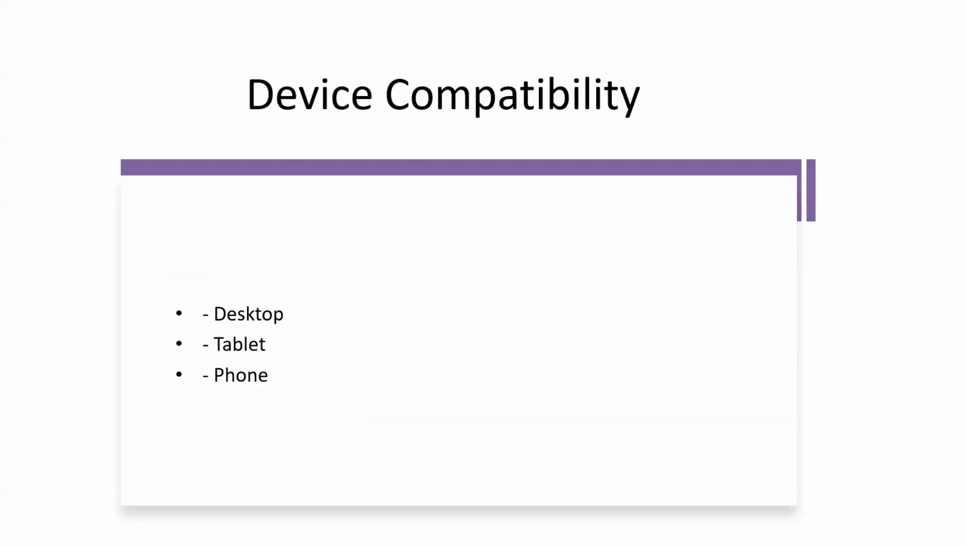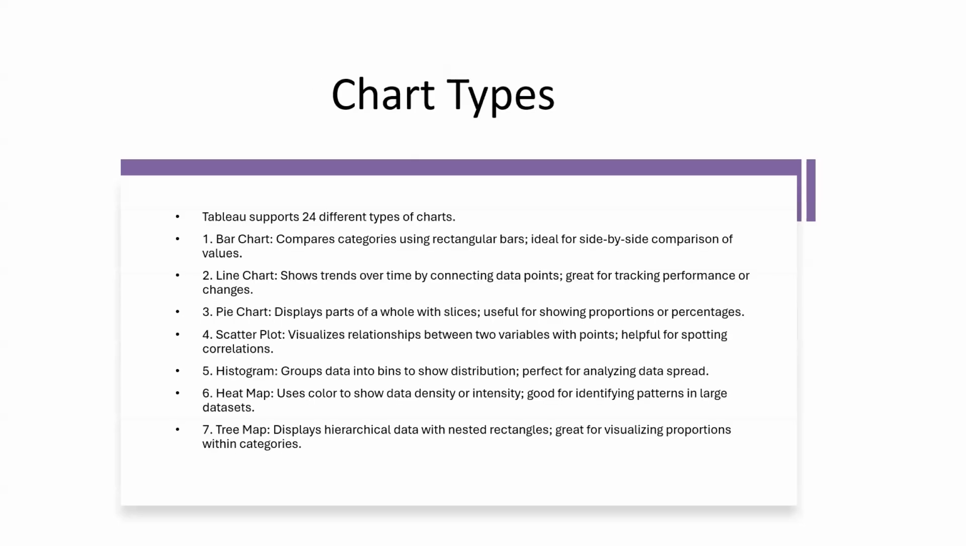Then in this we have device compatibility like desktop, tablet, and phone. We can view in the desktop, the tablet, or the phone itself. Phone means anytime, anywhere we can check our reports or dashboards. Then these are the different chart types. Tableau gives us around 24 different types of charts. In that we have bar chart, line chart, pie chart, scatter plot, heat map, and tree map.